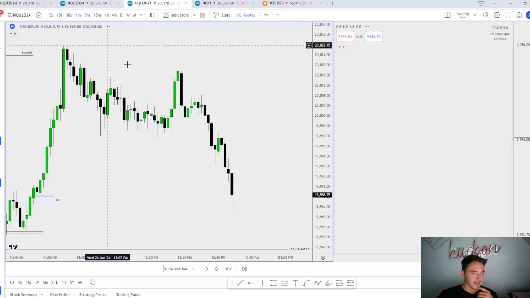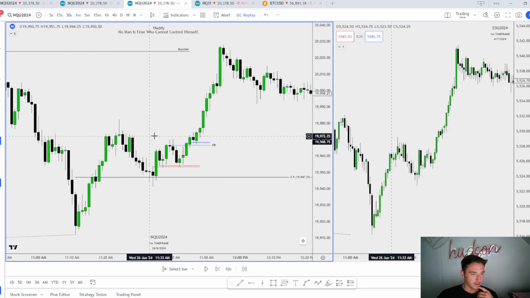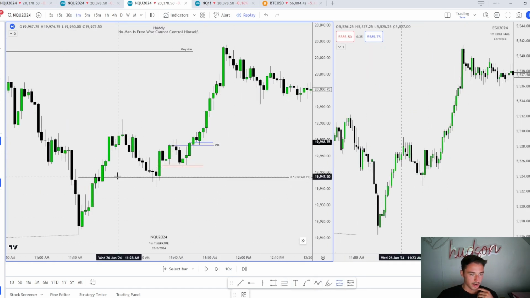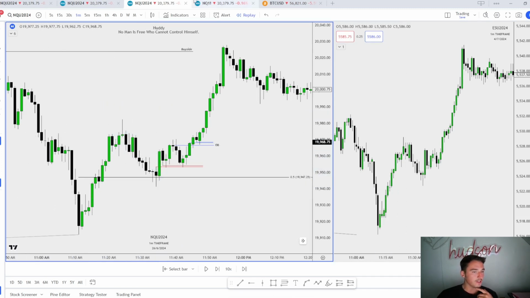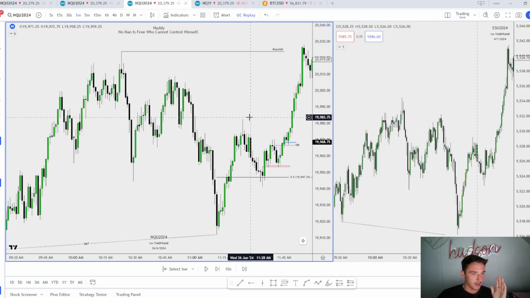Don't be trying to get in all the way up here, because then you'll just be stuck in drawdown, right? If you would have entered up here in this imbalance, maybe a stop right there, you would have been in 21 points of drawdown. Or if you had a stop up here, you would have been stopped out. So don't be trying to enter. If it just runs without you, let it run without you. It doesn't matter, right?